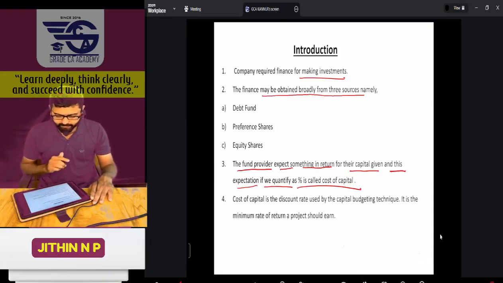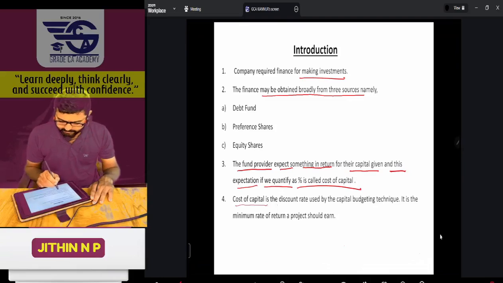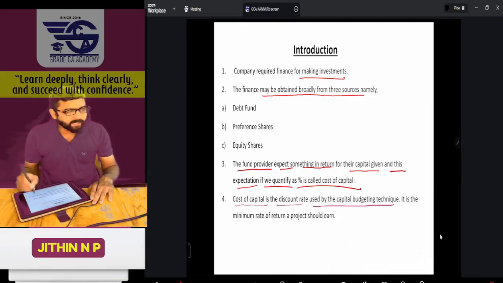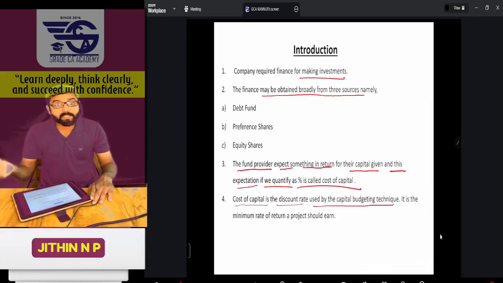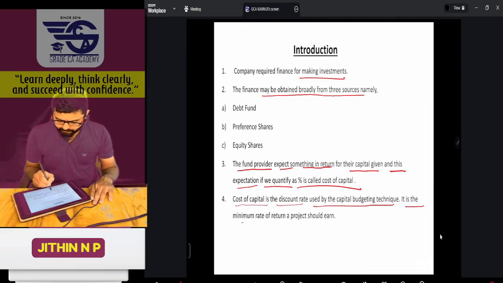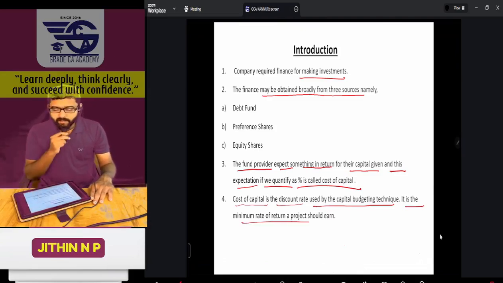Cost of capital is the discount rate used by capital budgeting techniques. As we know, for the computation of NPV and PI, we use cost of capital as the percentage of discount factor. Clear? Cost of capital is a discount rate used by capital budgeting techniques like NPV, PI. It is the minimum rate of return a project should earn.